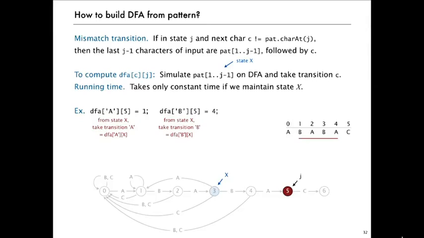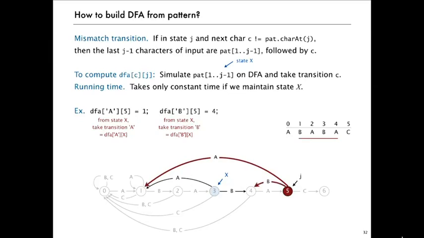Once we get going, it's pretty easy, but let's illustrate it by saying we maintained the state X, which is where we would be if we had run the machine on the pattern shifted over 1. Now, when we come to do our mismatches, to figure out where the mismatch transitions from 5 are, all we do is look at it as if we were in state X. If we were to get an A, that's state 1. And if we were to get a B, that's state 4.